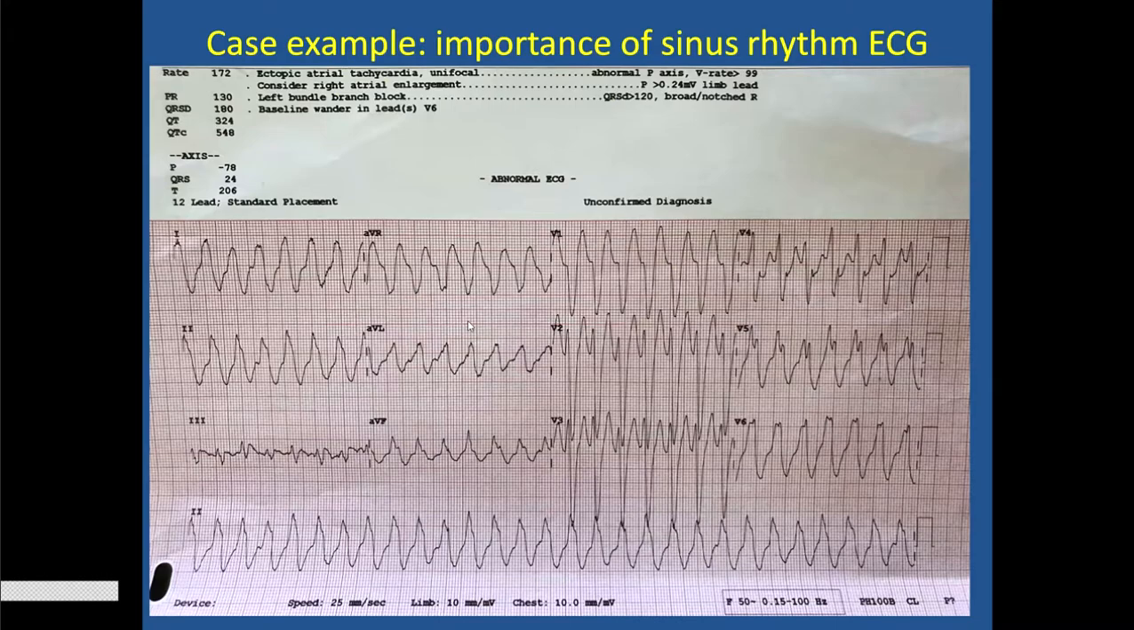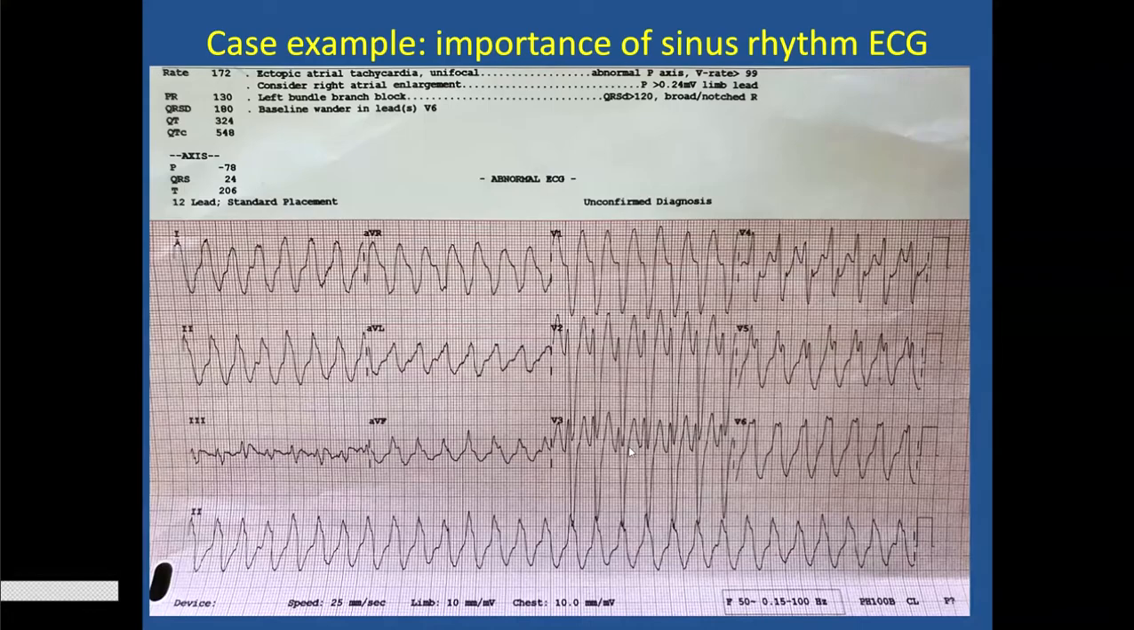So a case example, importance of sinus rhythm ECG. As said, this is a patient who presented with a wide complex tachycardia, 2 episodes of near syncope 1 year apart. What was done was 2 times angiogram. If you see here, you can easily say that the QRS is very wide. It's a left bundle branch morphology. There is some suggestion of AV dissociation. So this has to be a VT. Even the R to S is quite tall and quite long. This is a VT.